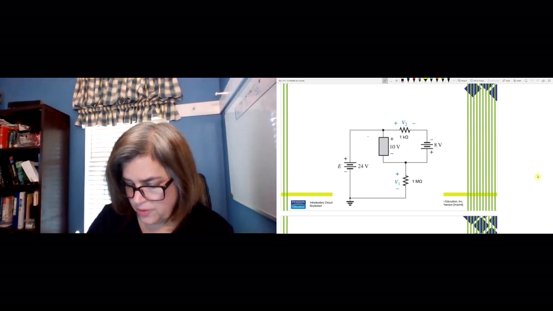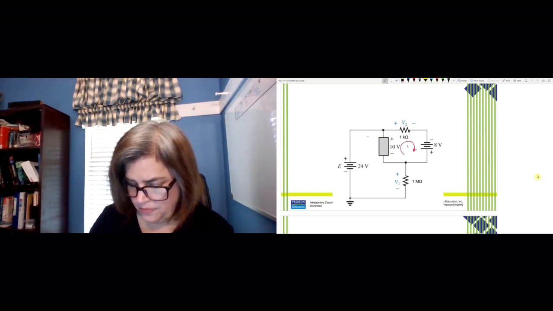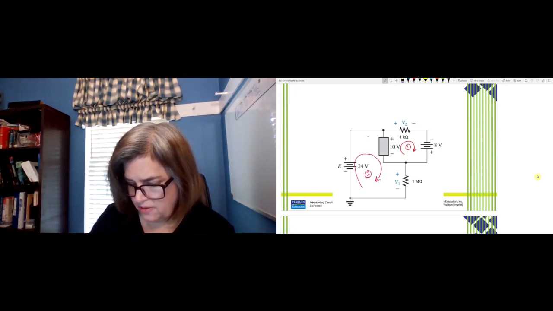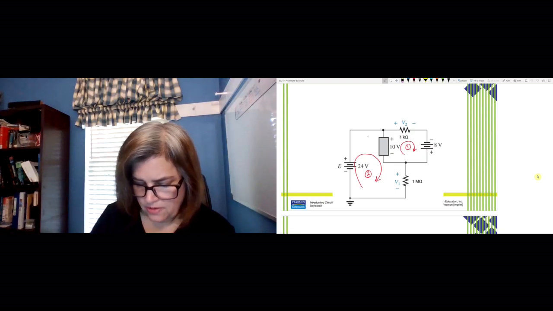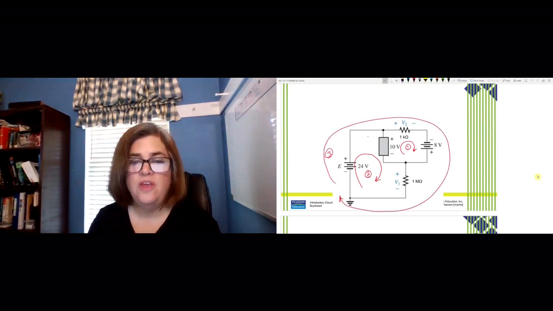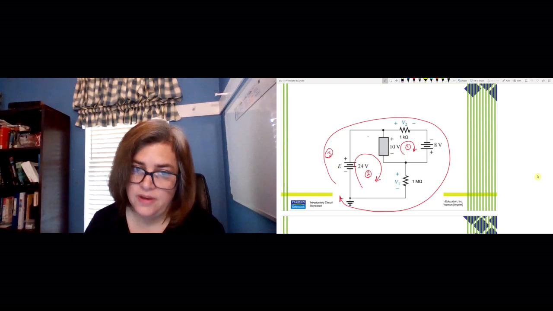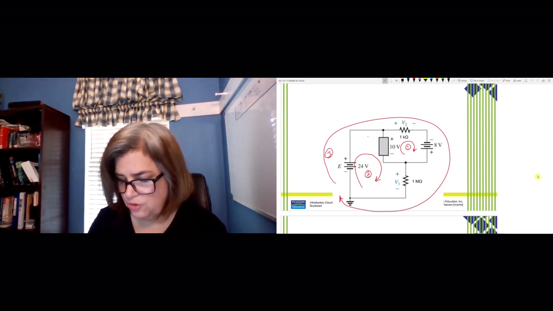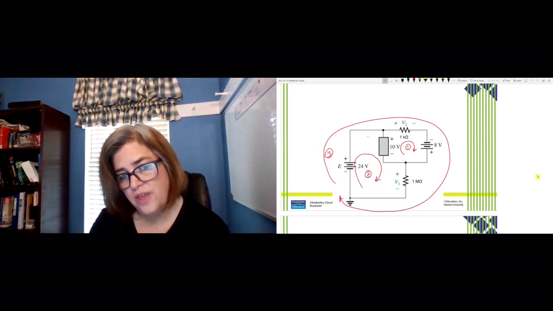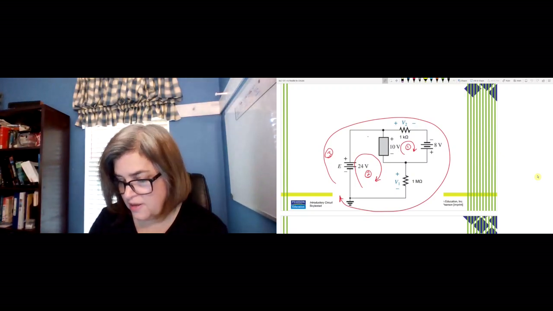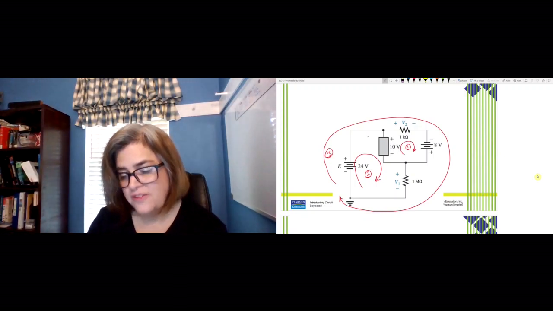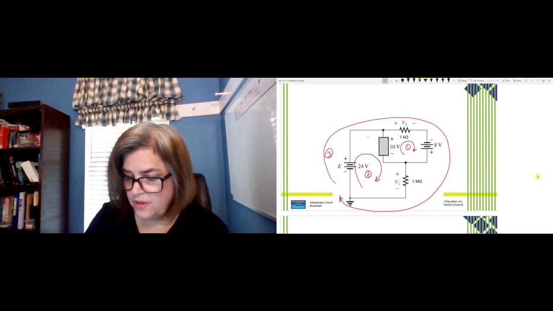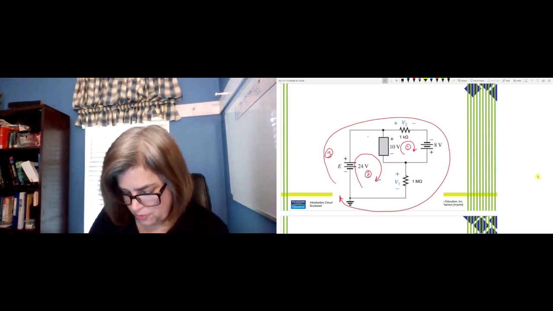So we can use a loop here, I'm going to call that 1. We can use this loop here, I'm going to call that 2. We can even go all the way around the outside of the circuit, and I'll call that loop 3. And let's just write equations for all of them, because I think for loops 1 and 2, there's only one unknown, so we can find that pretty easily. For loop 3, we'll save that till the end. All right, so let's work with loop 1.